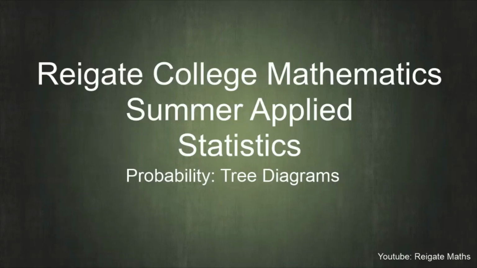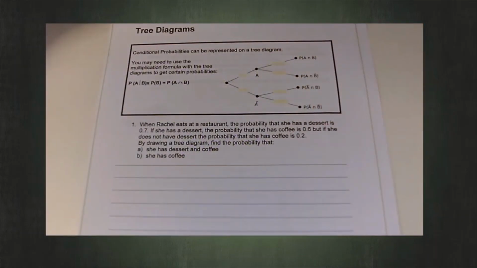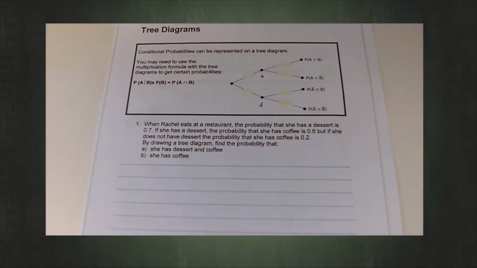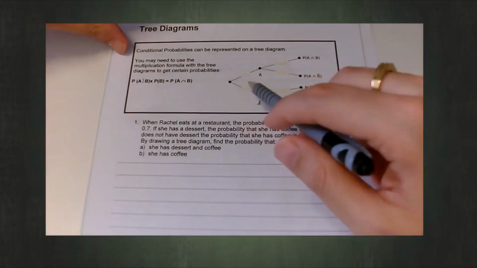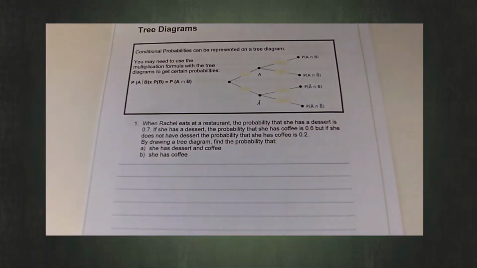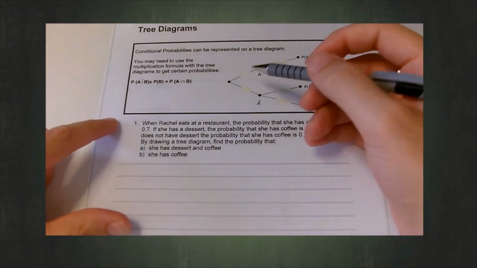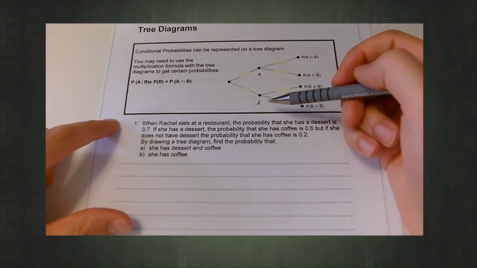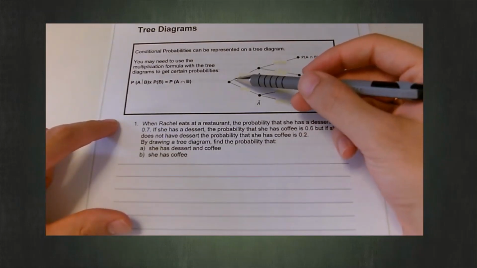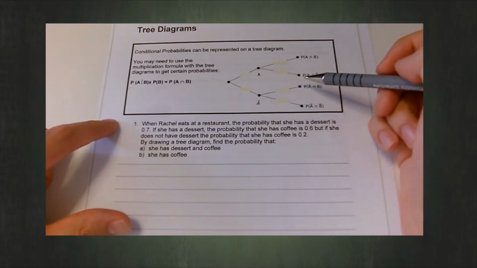So this is the final video for statistics week 2, and it deals with tree diagrams. Tree diagrams are quite a good way of representing conditional probabilities, and you've seen tree diagrams before from GCSE. The layout's not too difficult to understand. You've got branches that represent events, and when you work along those branches you get different events.